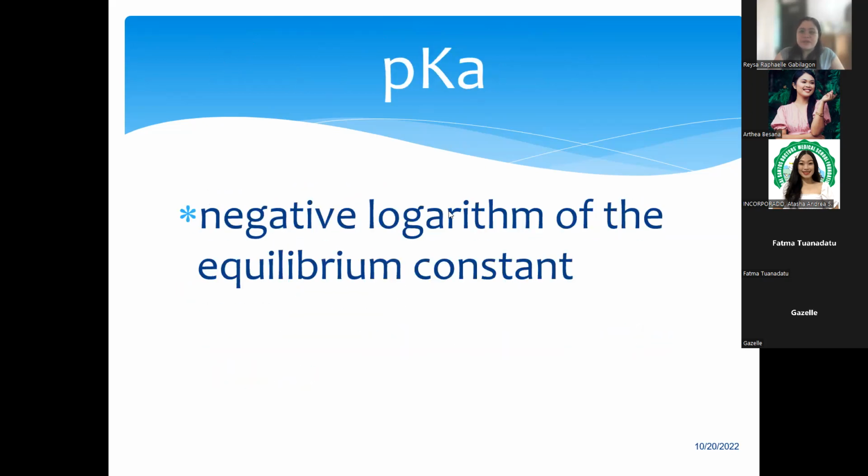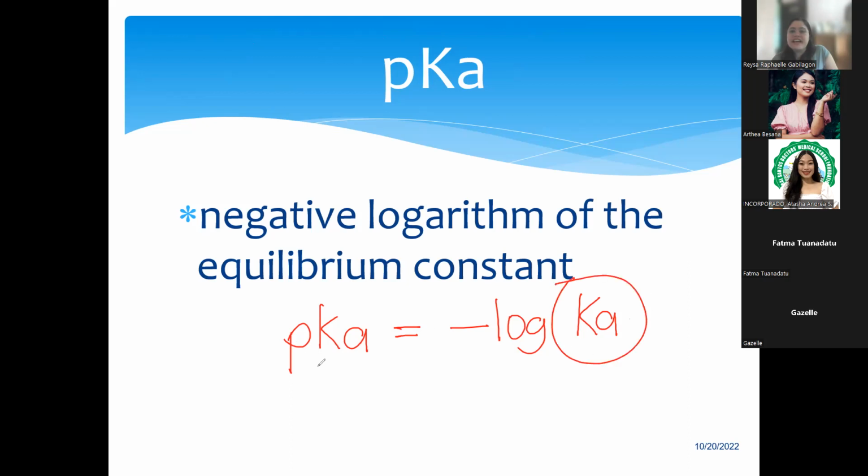Okay, so wait. pKa, class, is like this. I didn't include it in my PowerPoint, but we have here the formula for our pKa. pKa is the negative logarithm of the Ka. So they are the same as the pH and the pOH. It's just that whatever is given here is what is being looked for here, class. Okay, right?